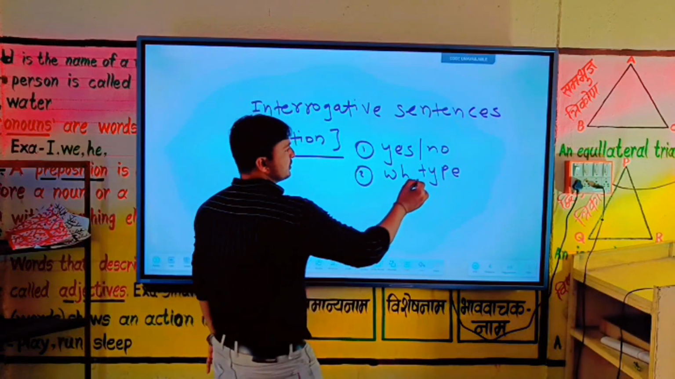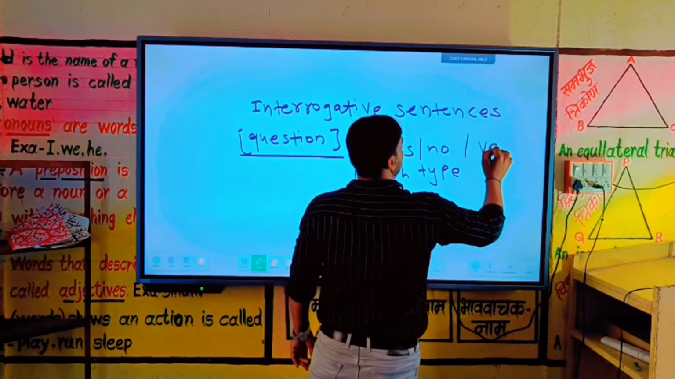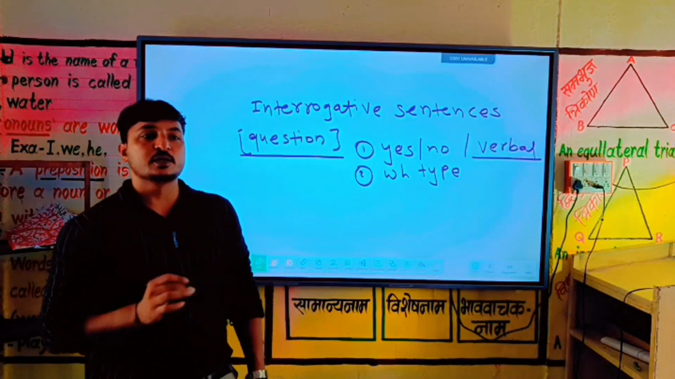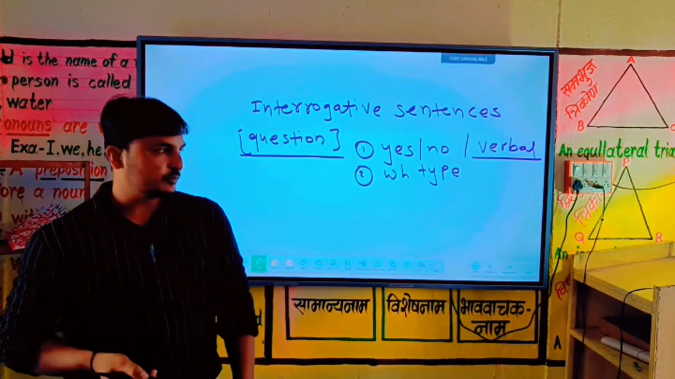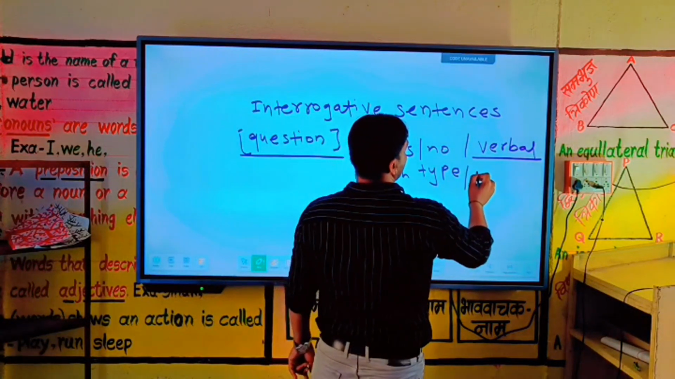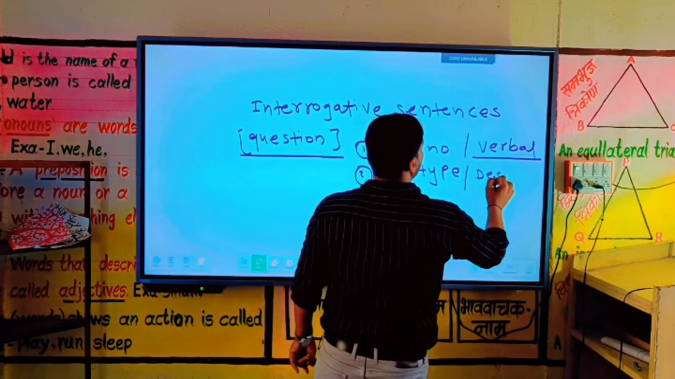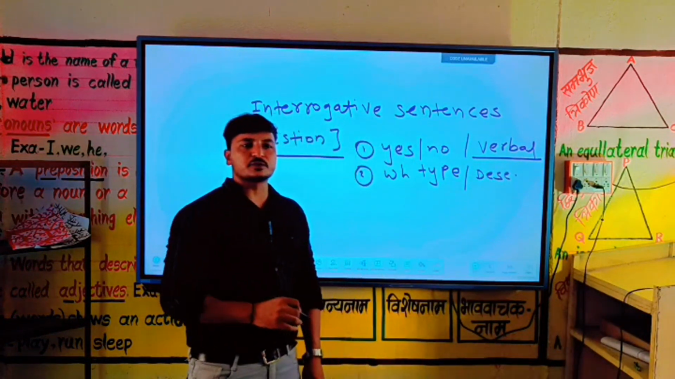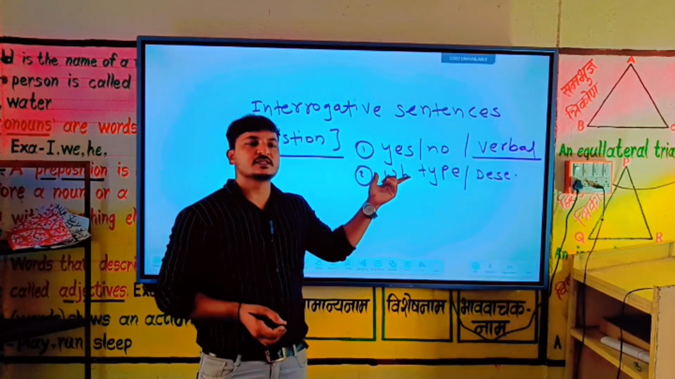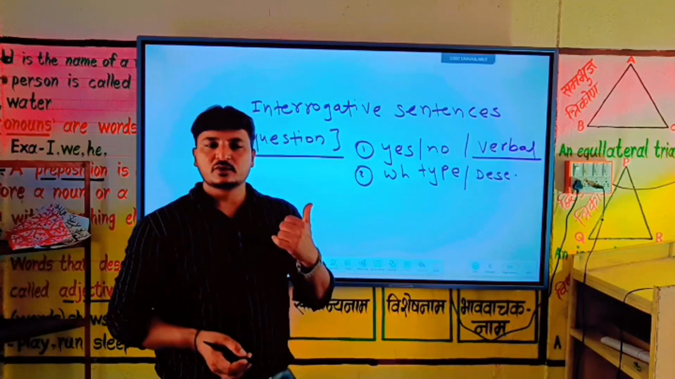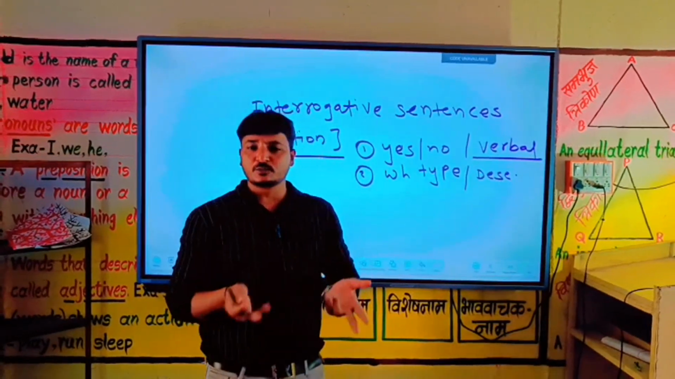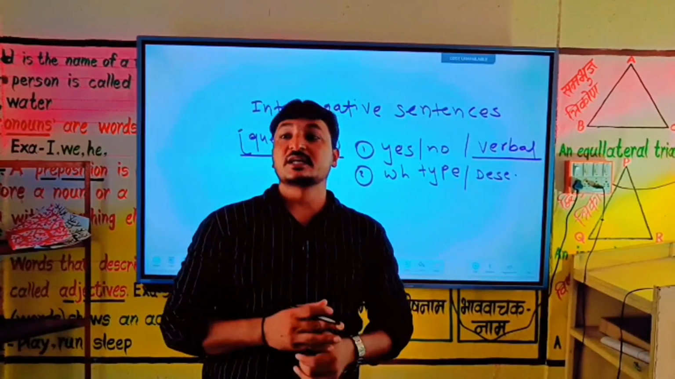Okay, so what can we say to the yes no type question? We can call it also verbal question. And what is the name of the WH type question? Informative type question or descriptive type question, we can say that. So the main names are verbal type question or yes no type question, and then WH type question or descriptive type question or informative type question. Okay, so these are the only names.